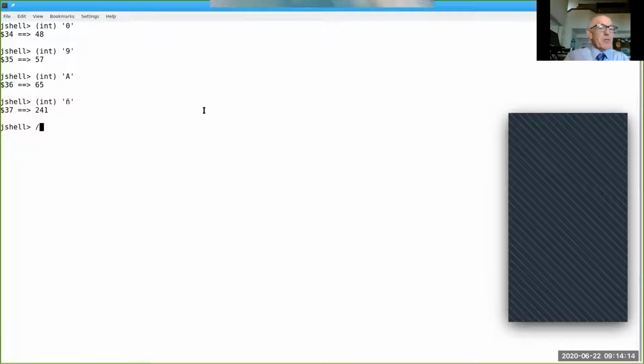As the book tells you, 0 through 9 is the same as 48 through 57. Capital A through capital Z has a numeric value of 65 through 90. And lowercase a to lowercase z is in the range 97 to 122.